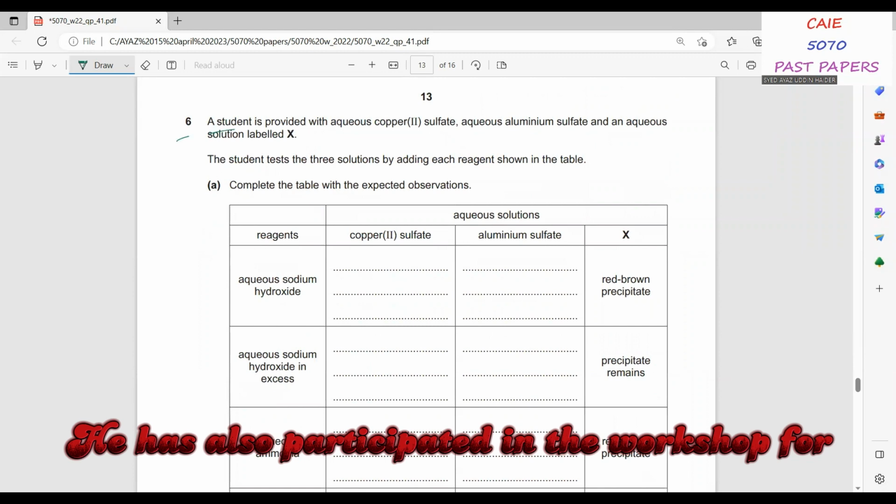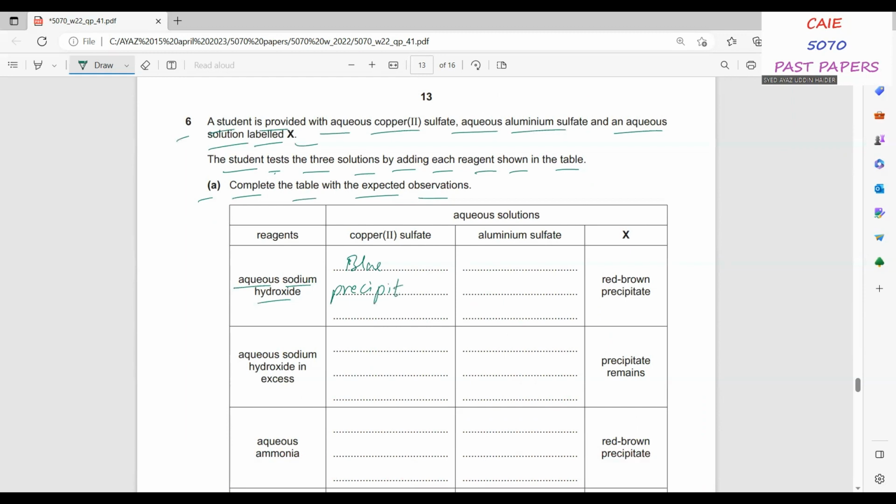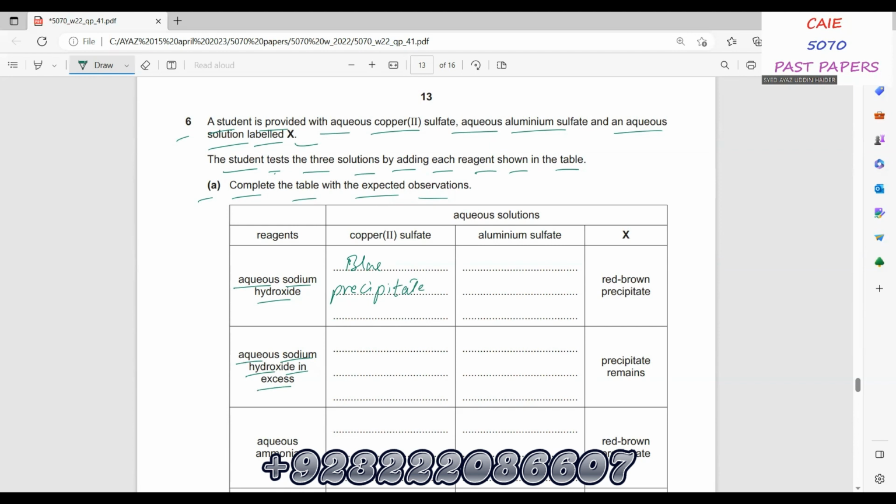Number 6, a student is provided with aqueous copper 2 sulfate, aqueous aluminum sulfate, and aqueous solution labeled X. The student tests the 3 solutions by adding each reagent shown in the table. A, complete the table with the expected observations. So we have aqueous sodium hydroxide, and if we add it to copper 2 sulfate, we get a blue precipitate. And in aqueous sodium hydroxide excess, it is insoluble.